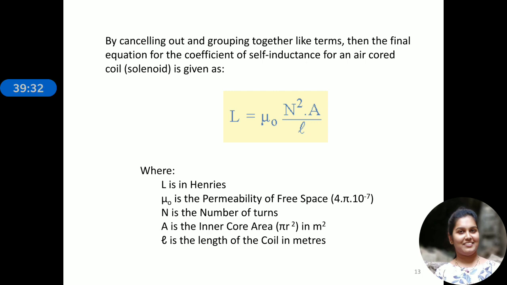For example, if the core material has a relative permeability 1000 times greater than free space, so 1000 times mu naught, such as soft iron or steel, then the inductance of the coil would be 1000 times greater. So we can say that the inductance of the coil increases proportionally as the permeability of the core increases. Okay, so what I am trying to say here is that if we increase the permeability, inductance increases.